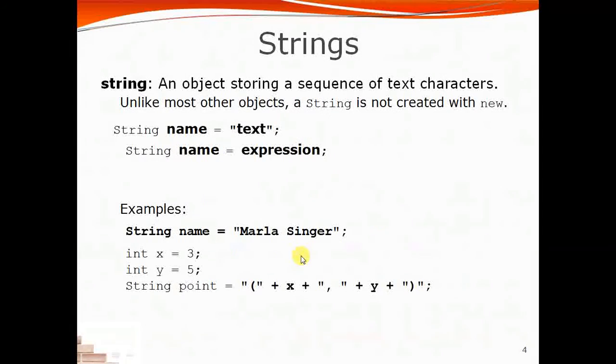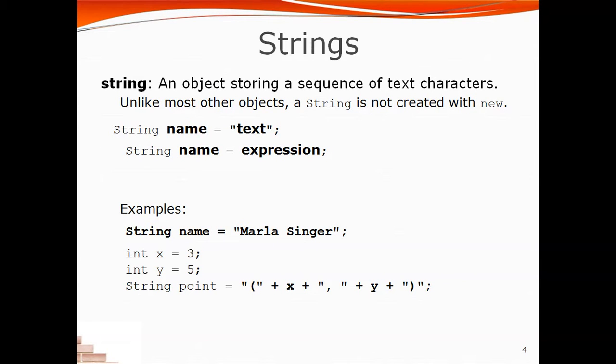Okay. Now what is string? String is an object storing a sequence of text characters. See, in layman language you can understand what a string is. A string is a sentence, it could be a single word, it could be a sentence. Okay, so what is a word? A sequence of letters. What is a sentence? A sequence of words. So the object that has a sequence of text characters, we can call it a string.